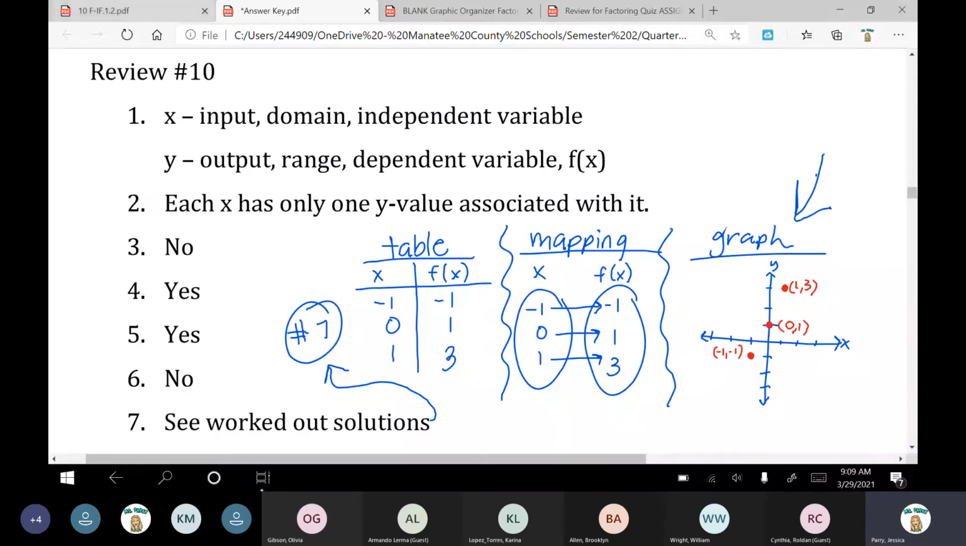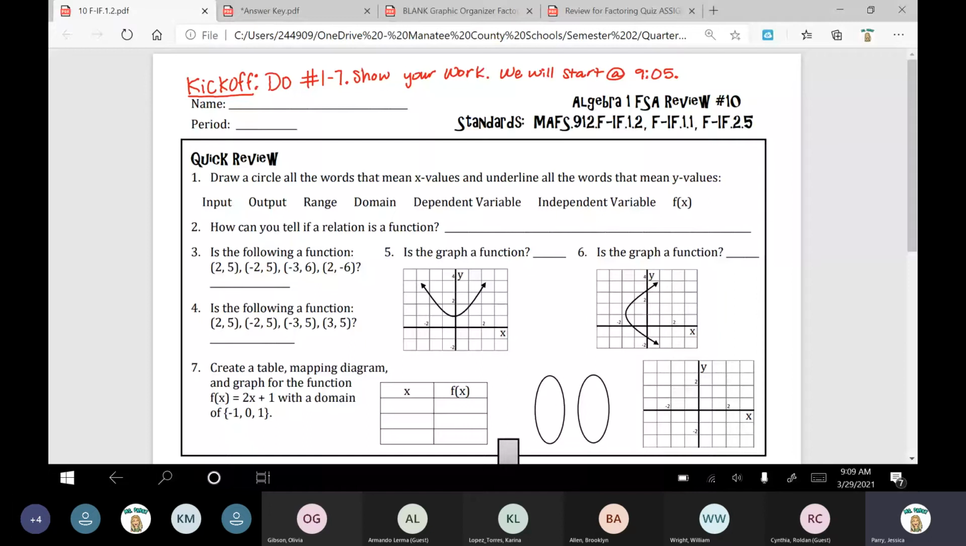So let me just go through these really quickly. For number 1, it says draw a circle around all the words that mean X values and underline all the words that mean Y values. So X values, that's all of your domain. Y values, that's all of your range. So that's all of your input, output, all of that stuff there. You can organize it there. We've got our answers there to check them.